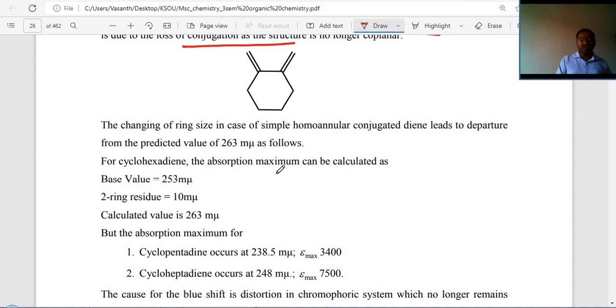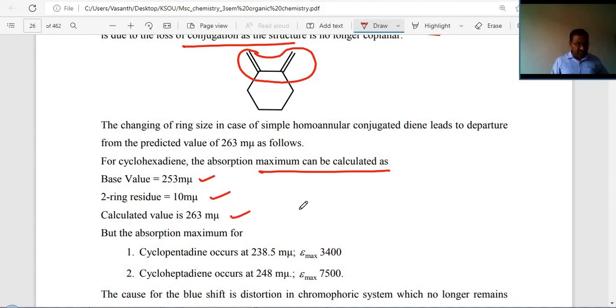Thus, we find the absorption maximum. This is the base value, 2 ring residues. The calculated value is 263. But the absorption maximum for cyclopentadiene occurs at 238.5 nanometer. What is the extinction value? 3400. Cycloheptadiene occurs at 248 nanometer. The extinction maximum value is 7500.